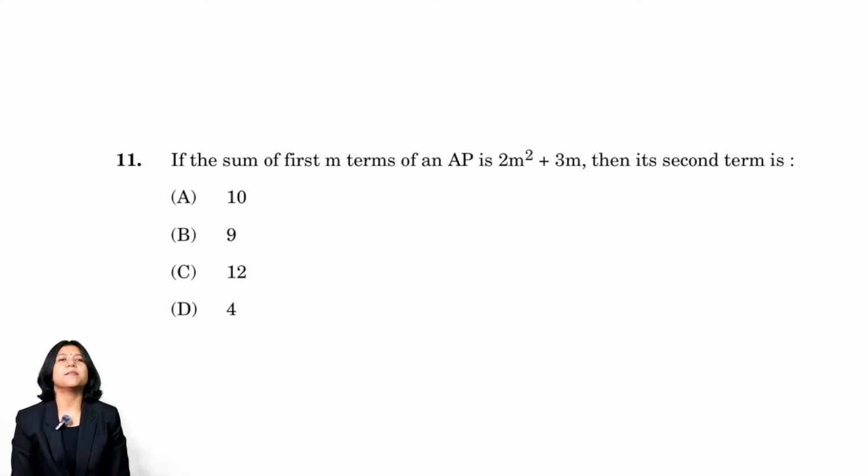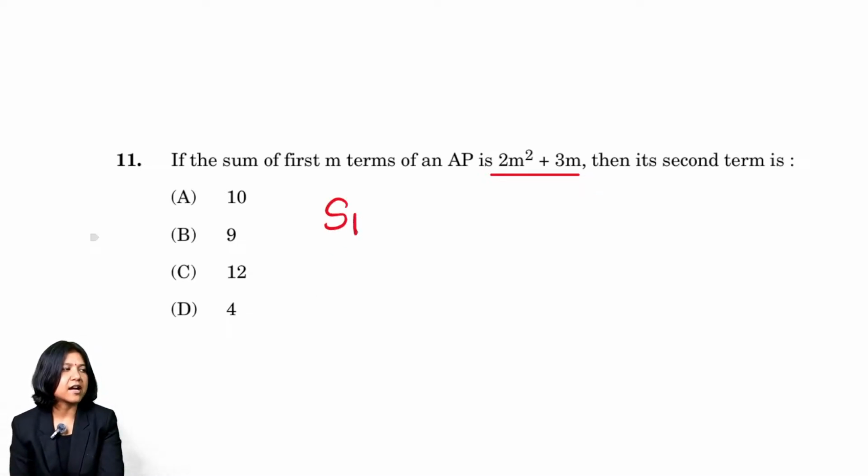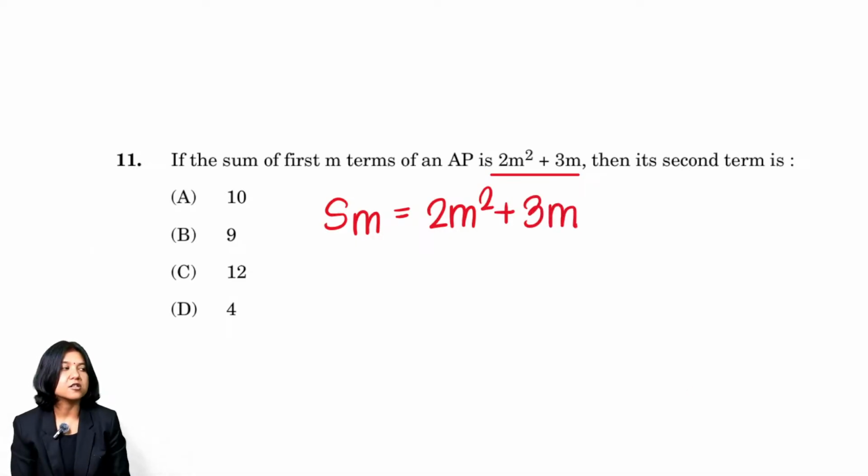Now, the sum is represented in terms of an expression, not a formula, for the sum of m terms. So, sum of m terms is equal to 2m squared plus 3m. Now, what does this m represent? It represents the position, right? Sum of first one term is found out by plugging in m as 1. Sum of two terms is found out by plugging in m as 2, and so on.